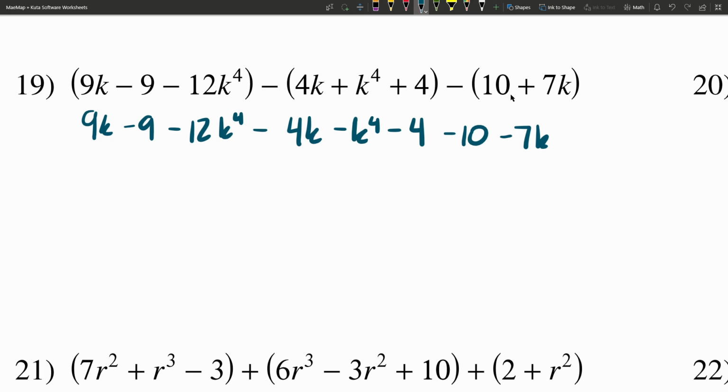And if you're confused at how this happens, think about rewriting this minus 10 plus 7k as negative 1 times 10 plus 7k. Think about this as a negative 1 out in front. When I distribute that negative 1 through, this 10 becomes a negative 10 and this 7 becomes a negative 7k. But let's continue on to finish this worksheet out.